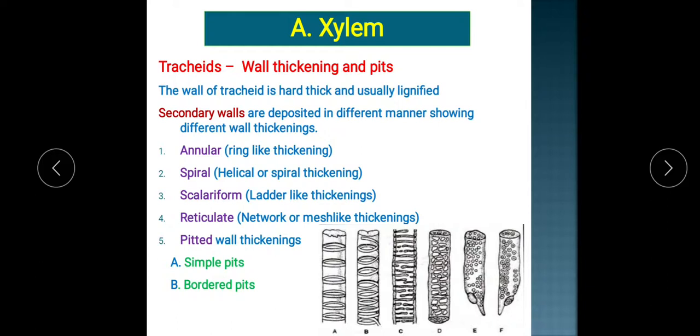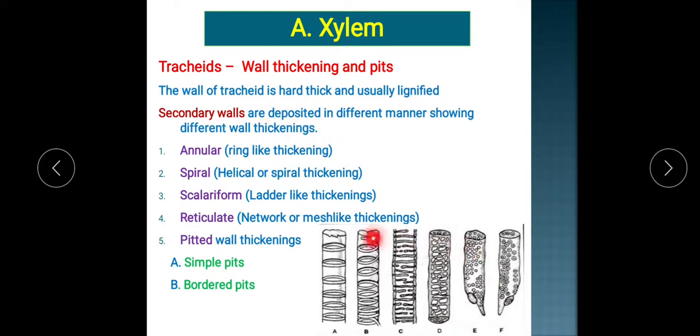Tracheids show the presence of secondary wall thickenings, and they also show small, minute structures which are called pits. The wall of the tracheid is very hard, thick, and it is usually lignified. The secondary walls are deposited in different manner, showing different wall thickenings.